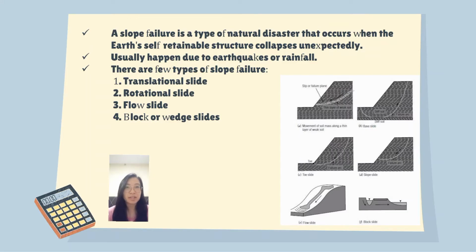Today I will be presenting about the introduction of this project. A slope failure is a type of natural disaster that occurs when the Earth's self-retainable structure collapses unexpectedly, and it usually happens due to earthquakes or rainfall.